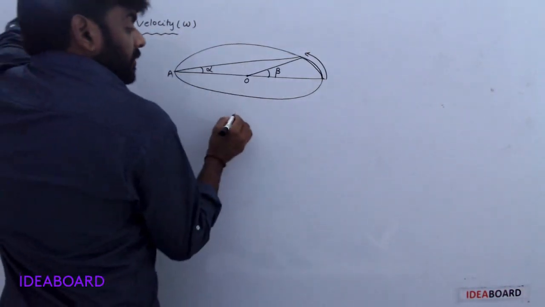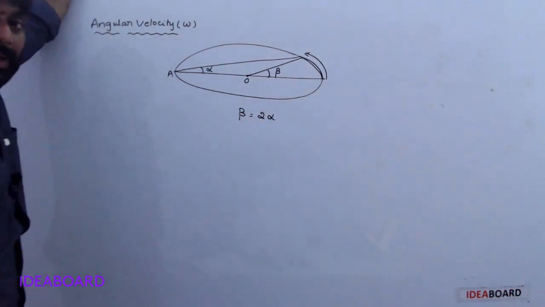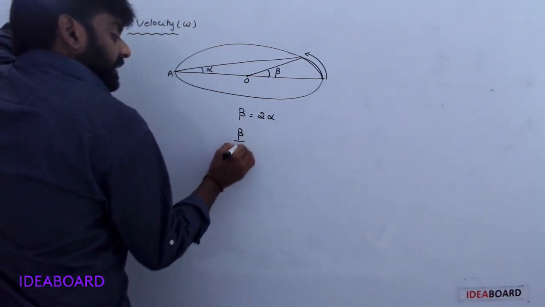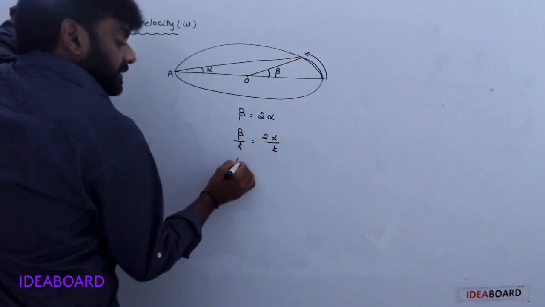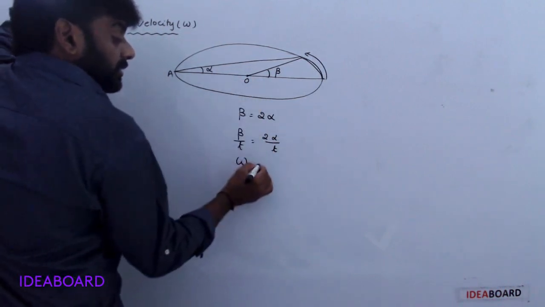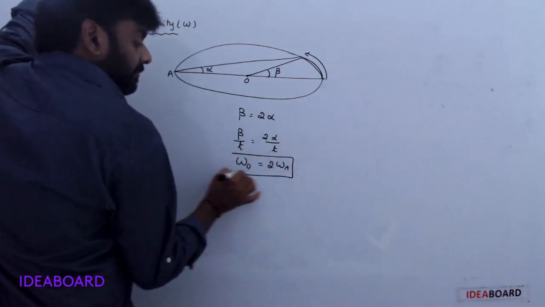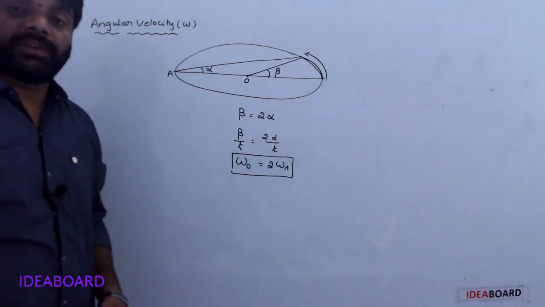Now here, according to mathematics, beta is equal to 2 alpha. So beta by t, same time, is 2 alpha by t. That means the angular velocity about the center is equal to 2 times the angular velocity about A. Omega naught is equal to 2 into omega suffix A.